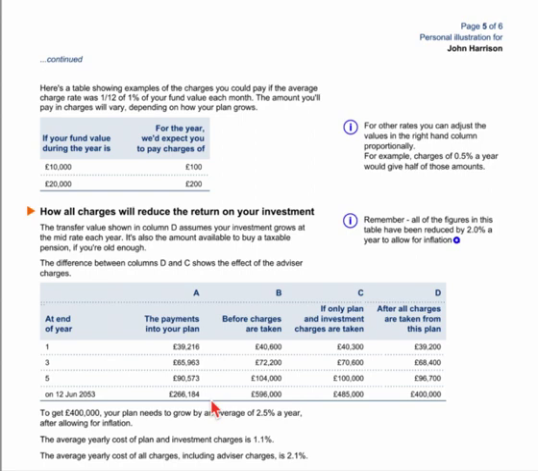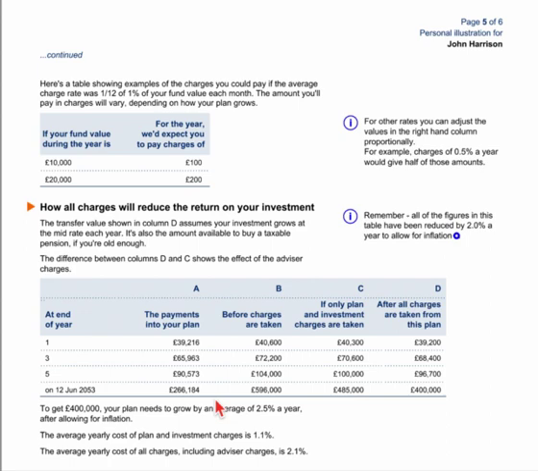So as you can see under the table, it says the average yearly cost of all charges, including the advisor charge, is the 2.1%. And this was what we referred to on the very front page about the yearly cost. So that is what happens with the effect of the charges.